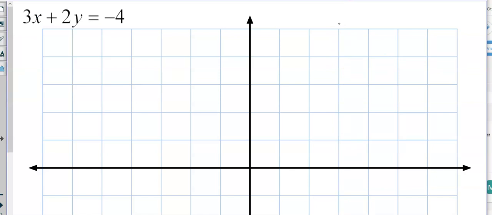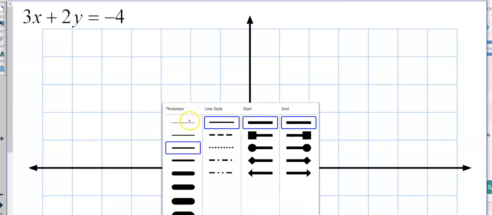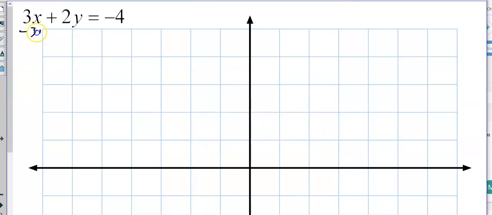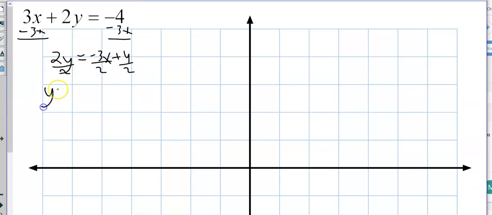This one, you could go old school and just solve that one for y, right? Put it in slope intercept form. So subtract 3x. If you do that, you get 2y equals -3x plus 4. Divide by 2, divide by 2, divide by 2. You get y equals -3 1/2 x plus 2.